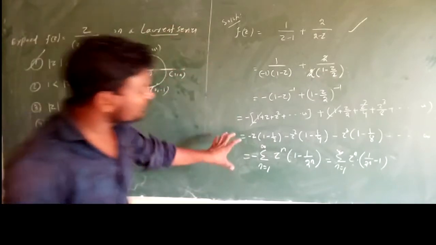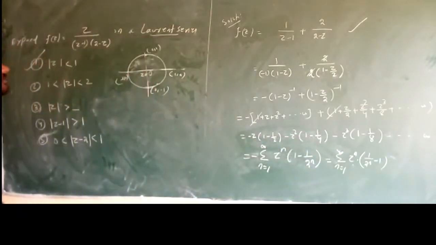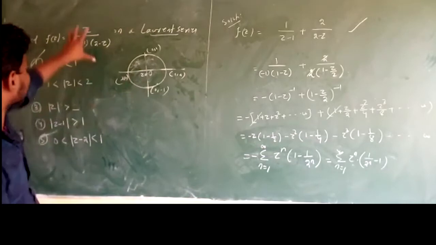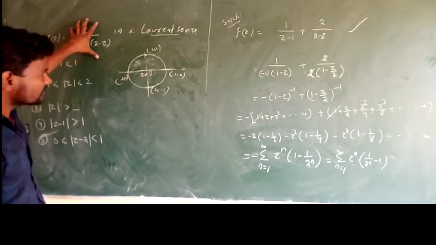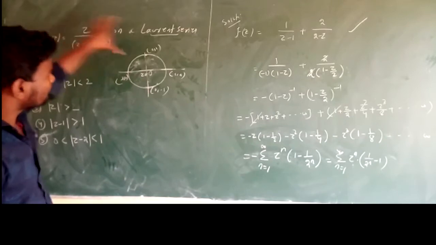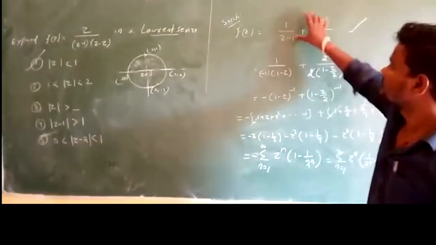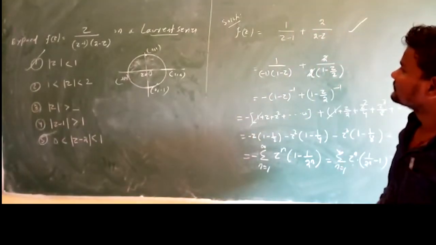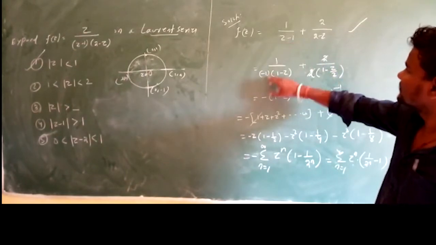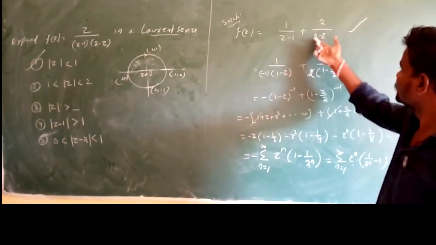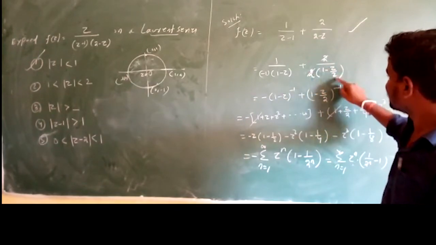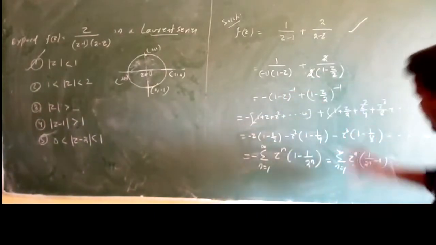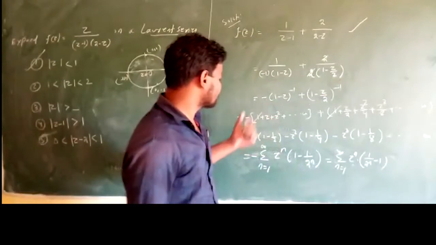We have a series which has convergence in the region. Then this can be written by expanding this. We have to find 1/(z-1) + 2/(2-z). Then taking the negative sign common, we find 1 - z. Taking 2 common, we find z/2. Then (1 - z/2) inverse. By applying the binomial theorem, we get this.